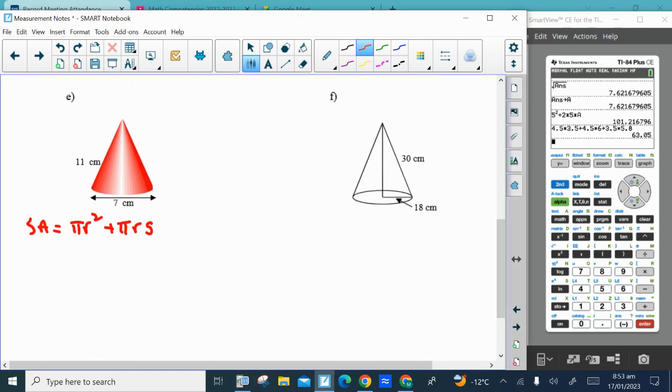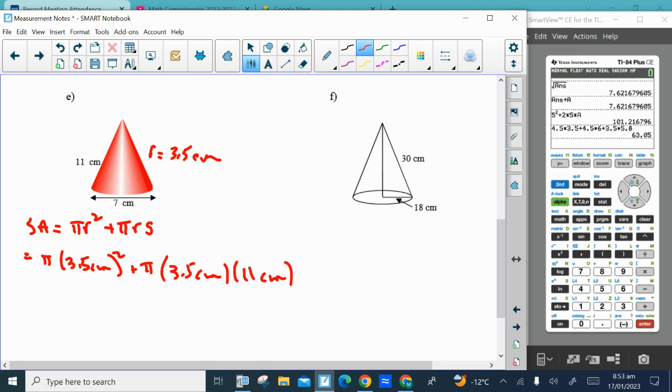All right. So remember that r is the radius, which in this case would be half the diameter. In this case, we're given the diameter to be 7 centimeters. So that would make r the radius, half of 7, which is 3.5 centimeters. And s, the slant height, is 11. That's the length along the edge of the cone. So pi times the radius of 3.5 centimeters squared plus pi times the radius of 3.5 centimeters times s, the slant height of 11 centimeters.